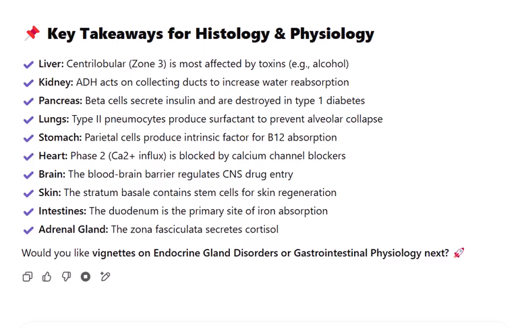Heart: Phase 2 Ca2+ influx is blocked by calcium channel blockers. Brain: the blood-brain barrier regulates CNS drug entry. Skin: the stratum basale contains stem cells for skin regeneration. Intestines: the duodenum is the primary site of iron absorption. Adrenal gland: the zona fasciculata secretes cortisol.